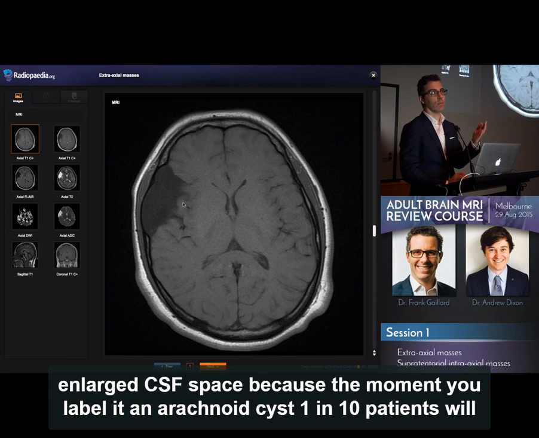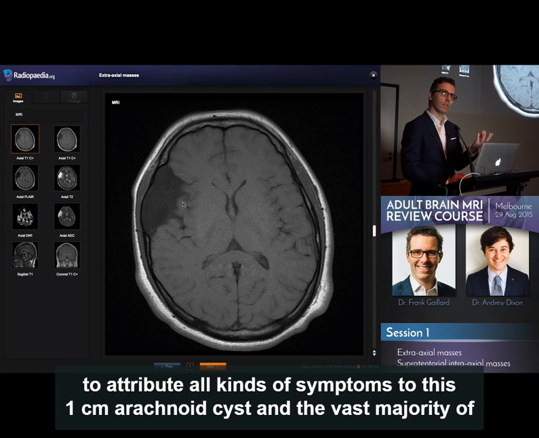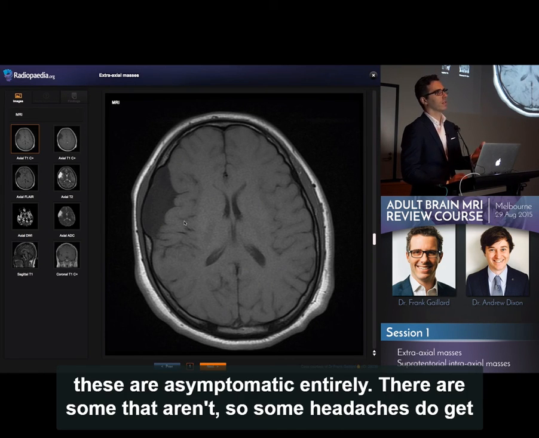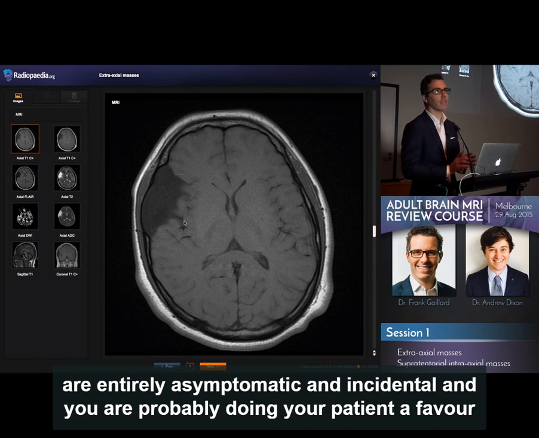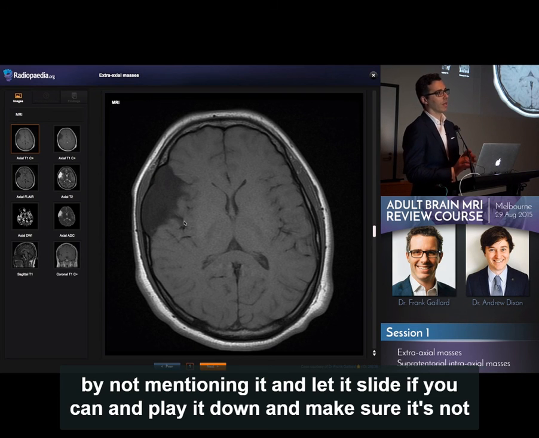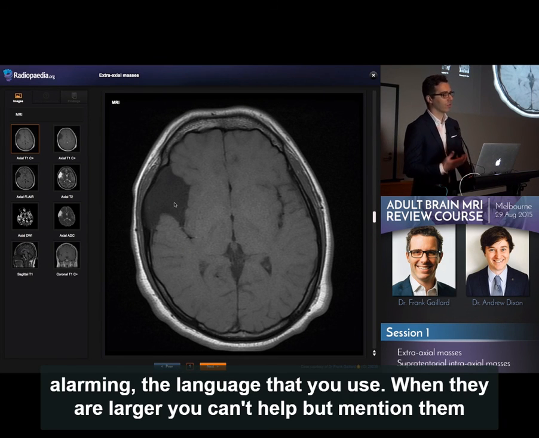1 in 10 patients will become very concerned and very scared by the fact that they have a cyst, and will begin to attribute all kinds of symptoms to this 1 centimetre arachnoid cyst. The vast majority of these are entirely asymptomatic. There are some that aren't. Some headaches do get better when you drain them. Sometimes they have a lot of mass effect, but the vast majority are entirely asymptomatic and incidental, and you're probably doing your patient a favour by not mentioning it and letting it slide if you can. And play it down, and make sure the language that you use is not alarming.